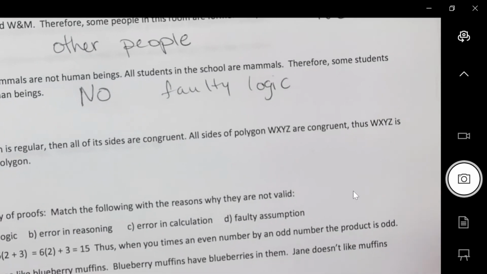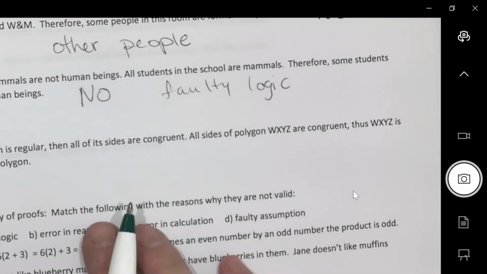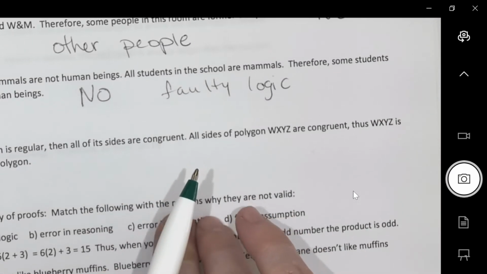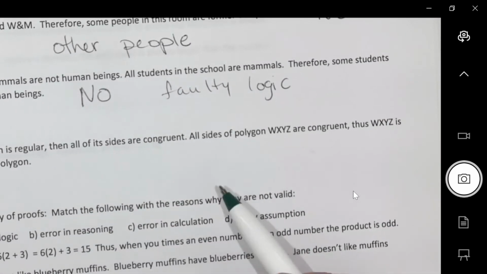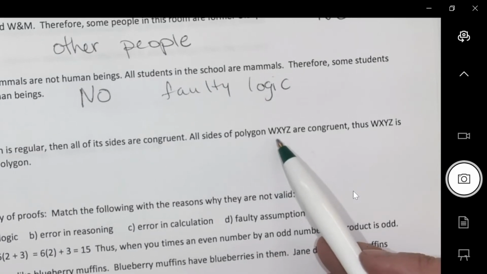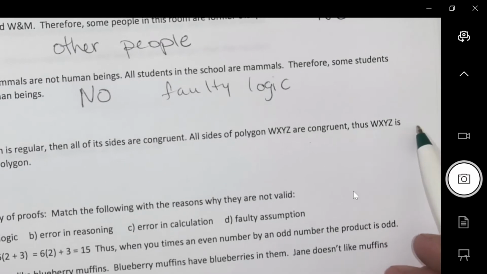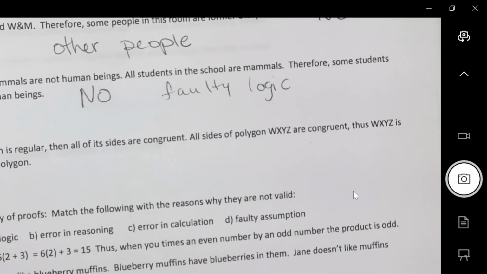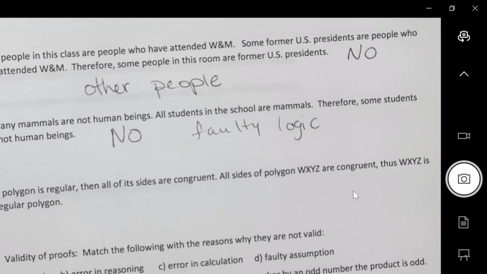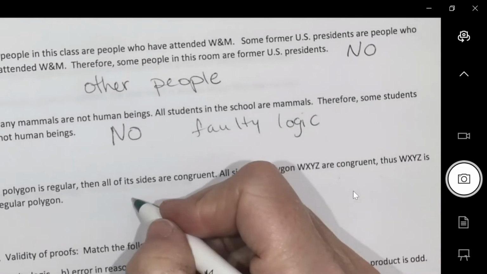Okay, if a polygon is regular, then it means all sides are congruent. That's accurate. All sides of the polygon WXYZ are congruent, thus WXYZ is a regular polygon. Did they connect all the ideas together and conclude right? Yes.